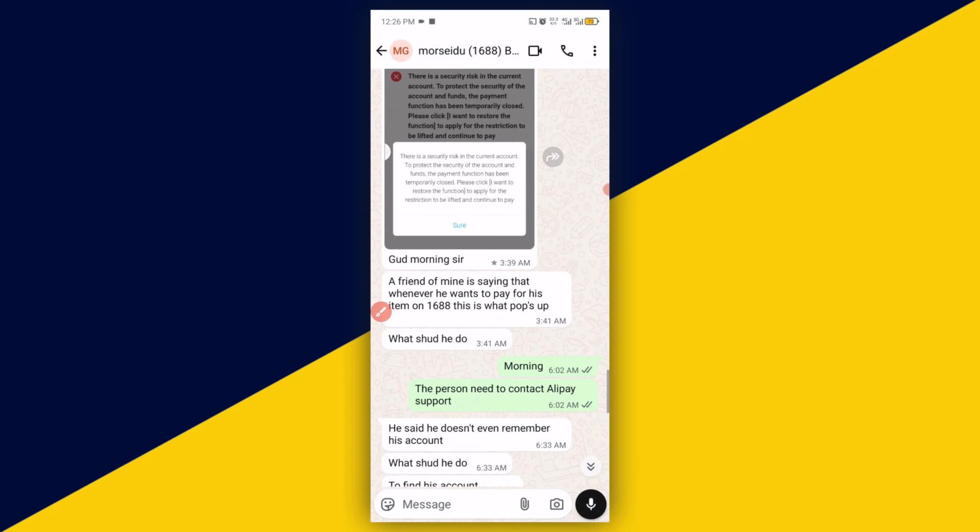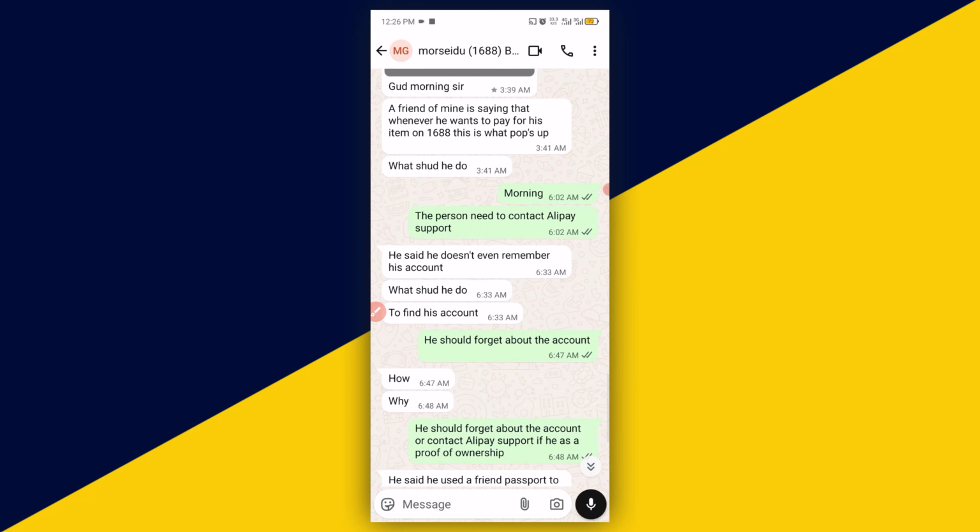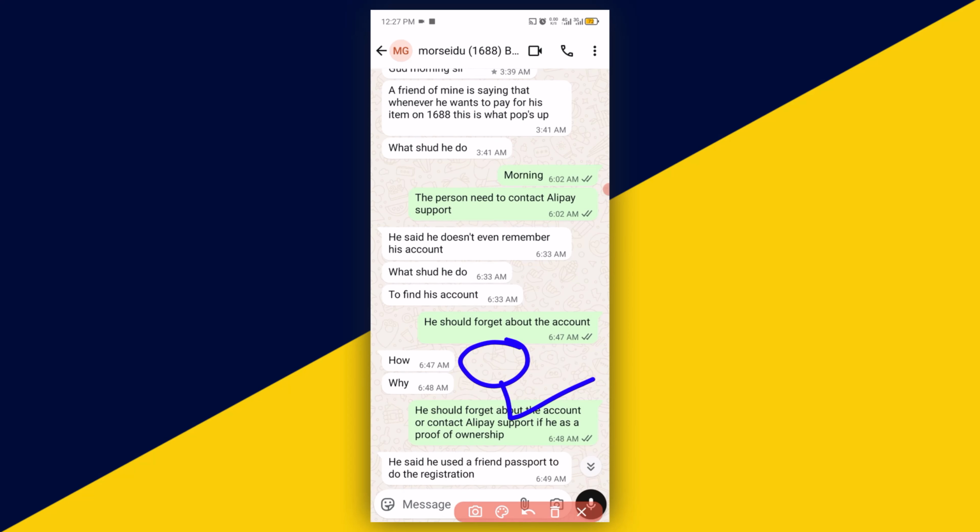So let's go back. So this is my message right here. And I said the person needs to contact Alipay support. And this is my response right here. I said he should forget about the account. Ooh, why? Then I stated further, he should forget about the account or contact Alipay support if he has a proof of ownership. So this is where the problem starts.